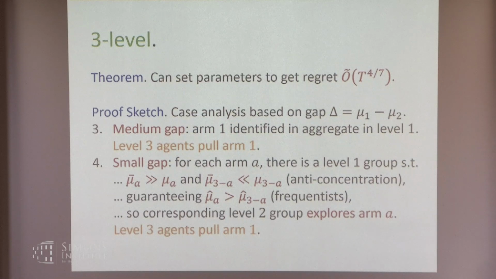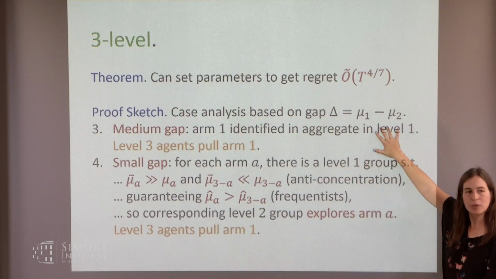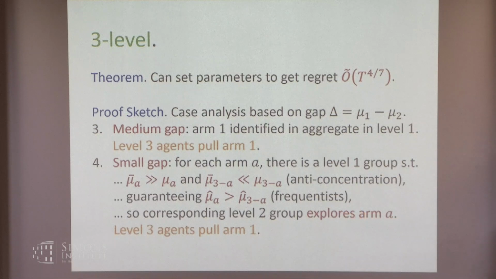And now the level 3 agents are going to pull the correct arm, not because they see all of level 1, but because they see all of level 2. And the level 2s have been induced to explore because the gap wasn't separated enough. So that gets us this improved bound, and there's a lot of things you have to balance, you're going to get t to the 4/7. But as I mentioned, you would like to get t to the 1/2.